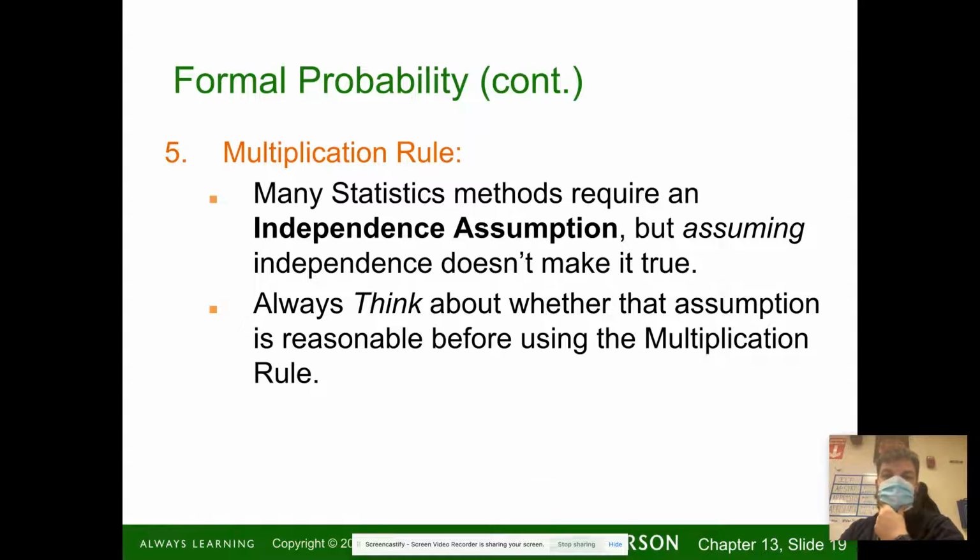Multiplication rule. Many statistics methods require an independence assumption, but assuming independence doesn't make it true. Always think about whether that assumption is reasonable for using the multiplication rule. So we basically have two formulas, and we have to decide what it is that we're trying to make the prediction about. What is this probability being used for?